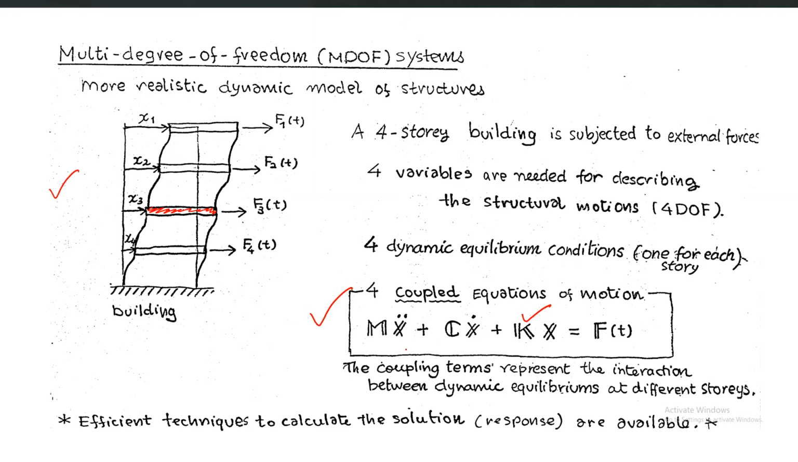There are different efficient techniques available to calculate the solution. One technique is using the idea of mode shapes, using the mode shape matrix as the transformation matrix to convert the solution from physical coordinates to modal coordinates. And in the modal coordinates, the equations of motion become uncoupled, and therefore we will be able to solve each of the mode equations separately by taking it out and solving it like a single degree of freedom system.